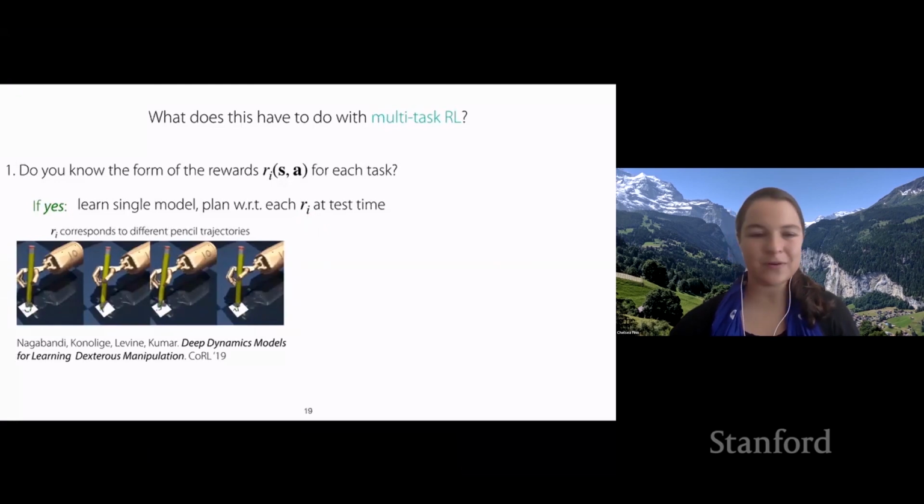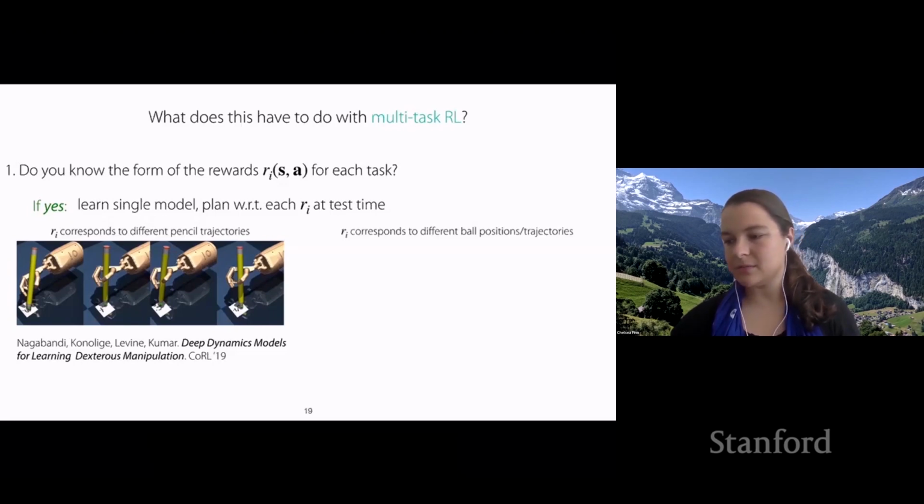So for example, this is a recent paper from a year ago where reward functions correspond to different pencil trajectories, and it's basically able to replan with a single model to write different digits. So here is a digit, I think a 5, I think there's a 4 here, a 7 here, and so forth. So it can use its model and plan with regard to these different tasks of writing different digits.